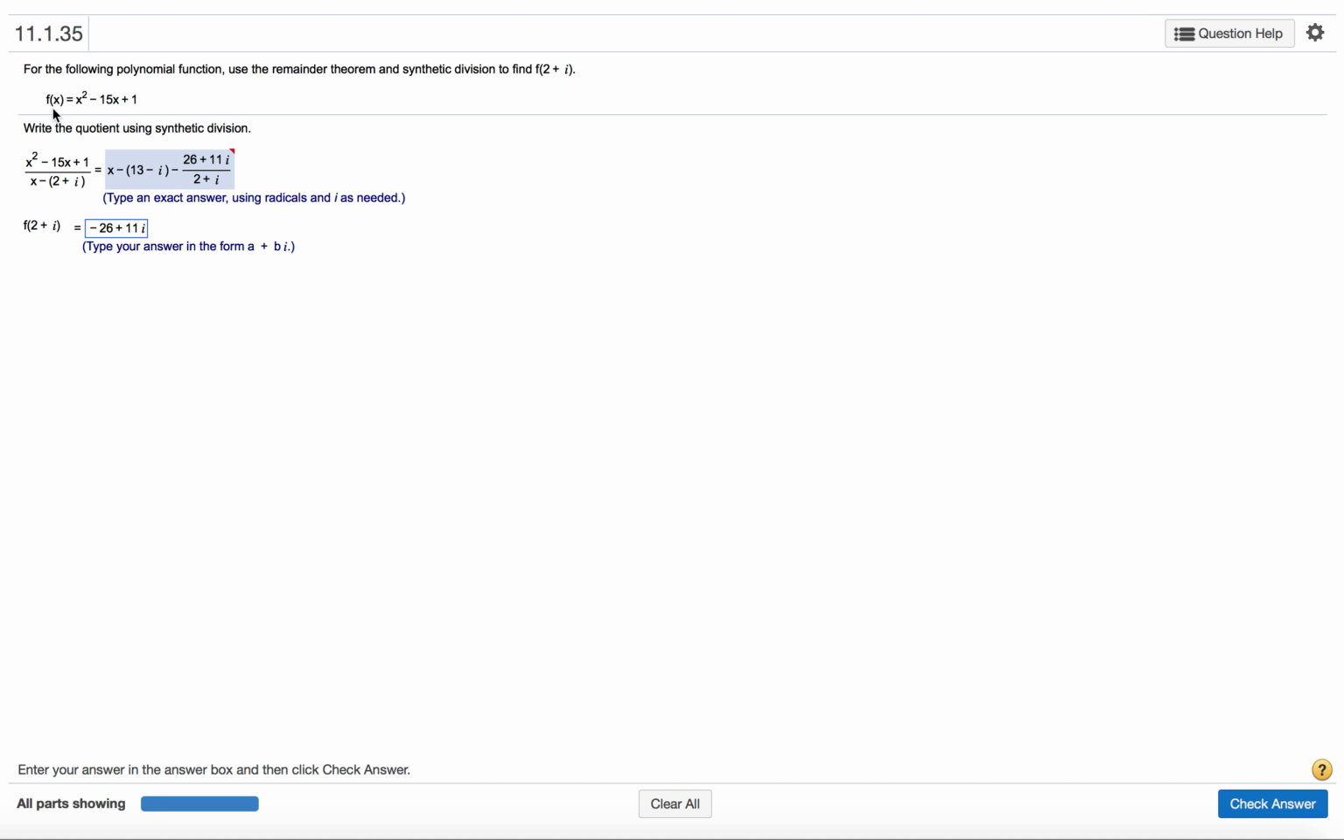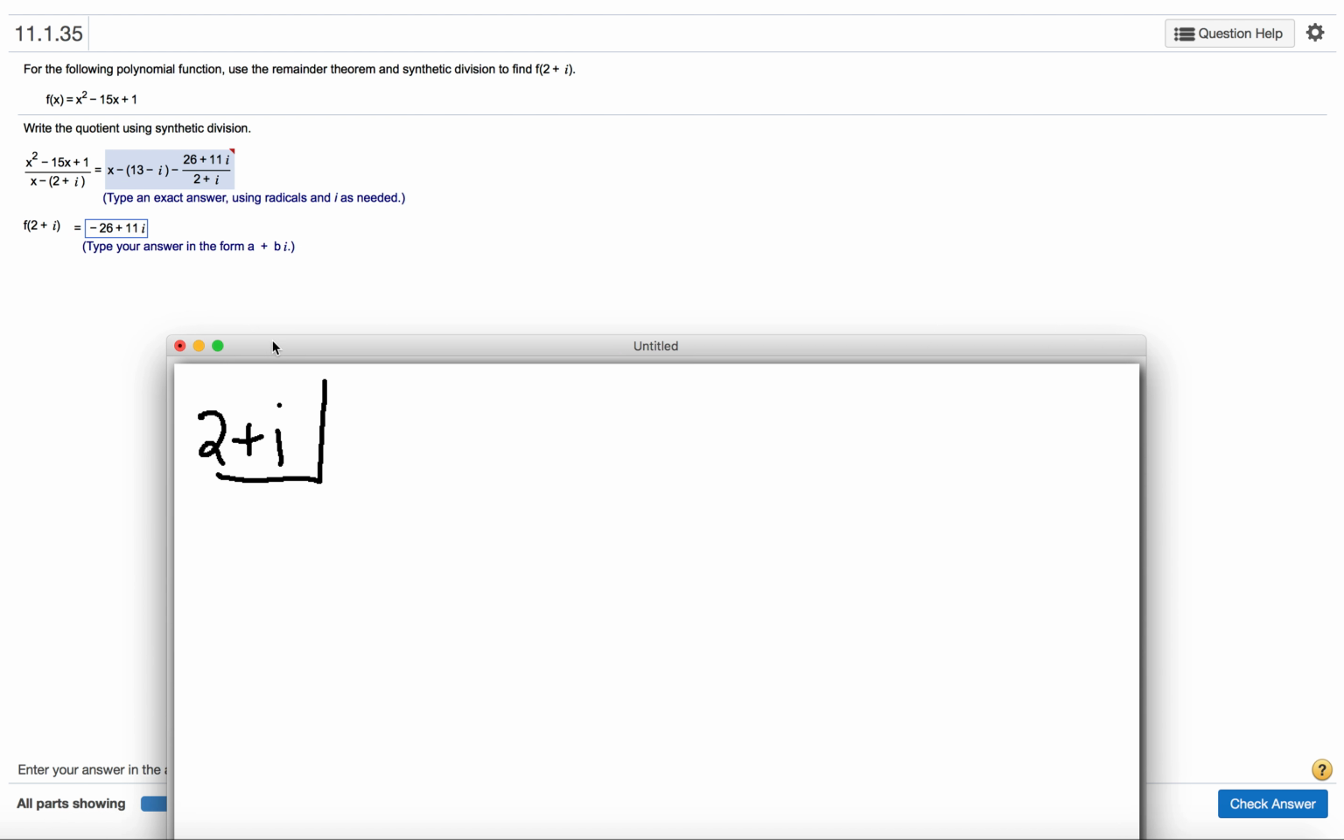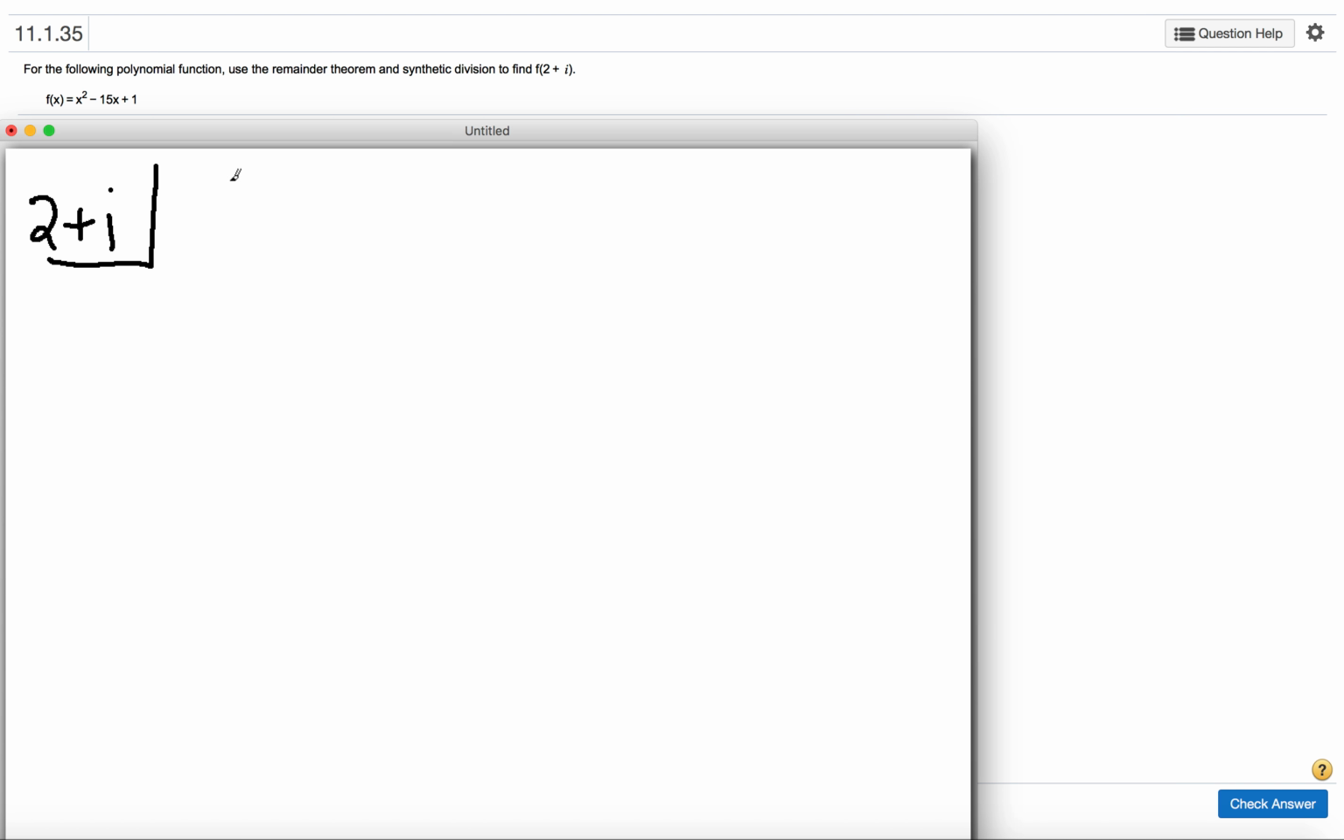So if we're looking at this question, they want me to use the remainder theorem in synthetic division to find f of 2 plus i. So what synthetic division says is we're going to put what we're dividing by in a box. So that's what we're dividing by. When we use synthetic division, we're going to use the coefficients in order from least to greatest. So the coefficient of x squared is 1. The coefficient of -15x would be -15. And then we have the 1.